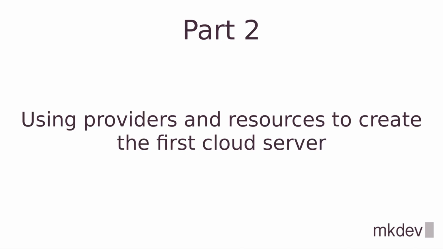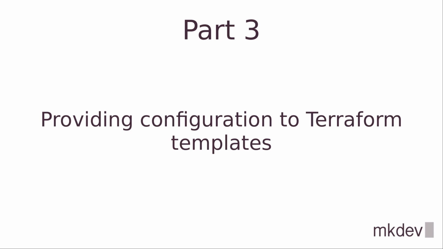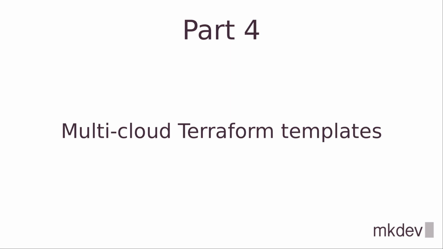In the second video, we will start writing our first Terraform template to create the bare metal server on Packet Cloud. In the third video, we will see how to supply configuration to Terraform templates, including secrets. In the fourth video, we will extend our templates to create DNS records in AWS Route 53. This is where you will see how to use Terraform for multi-cloud environments.